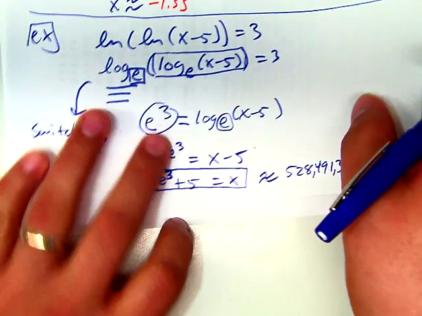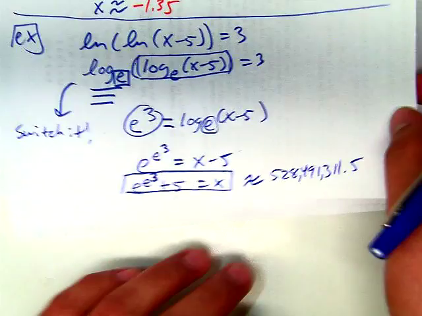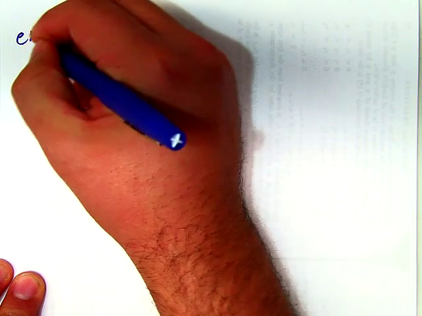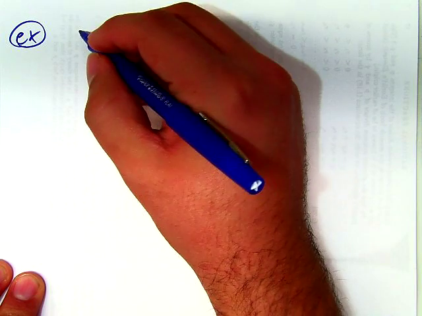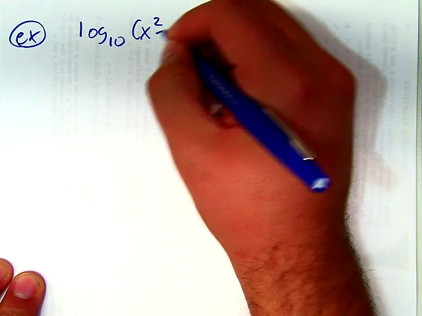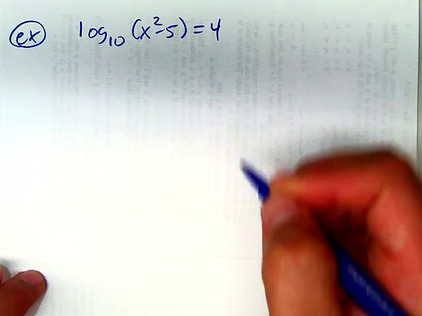Let's keep it going. So we've done 2 different kinds of questions. I'm going to try to do as many different kinds of problems as possible so that you guys have a place to look in case you guys don't know what to do. All right, let's try this example. Let's say we have log base 10 of x squared minus 5 equals 4.